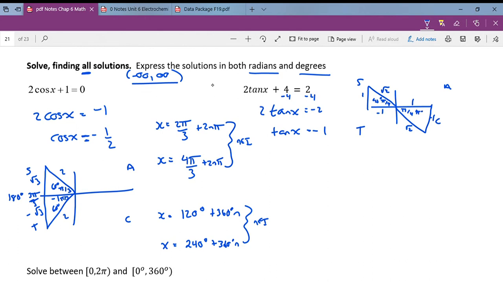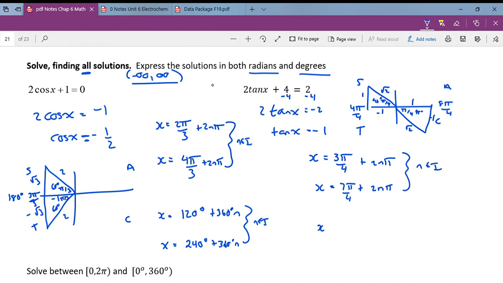Now I want to find my two answers. So for the first one, we're going to do it in radians first. I'm looking at 4 pi by 4 minus pi by 4, which is 3 pi by 4. My second answer is in the fourth quadrant, so I'm looking at 8 pi by 4 minus pi by 4, which gives me 7 pi by 4. And then to both of these, I'm adding 2n pi, and for both of these, n is an element of the integers.